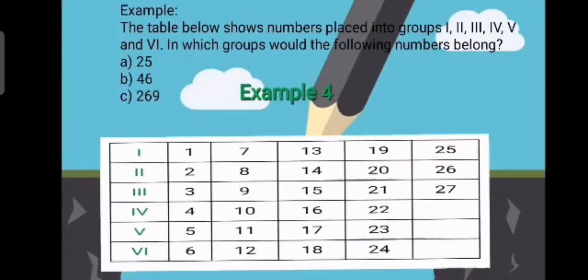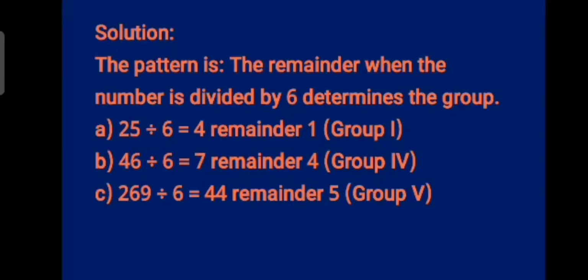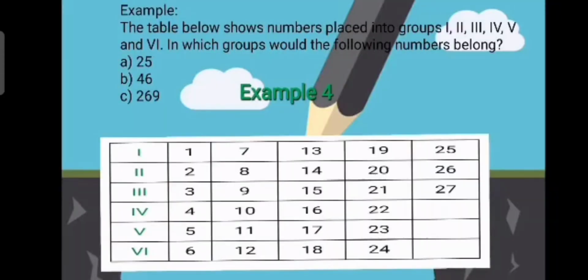So here, since the remainder is 4, then we can say that it is located at group 4. Letter C, 269 divided by 6 equals 44 with a remainder of 5, which is located at group 5.